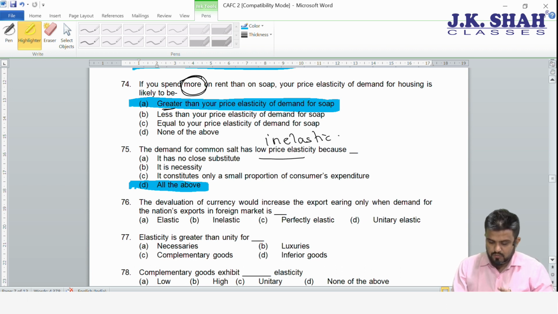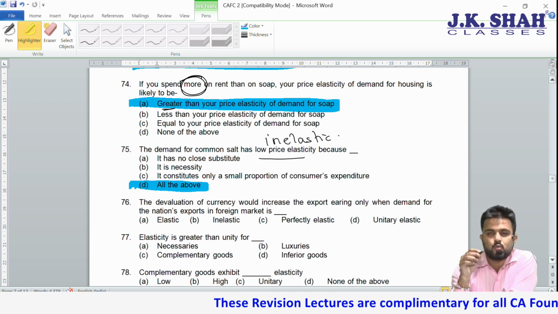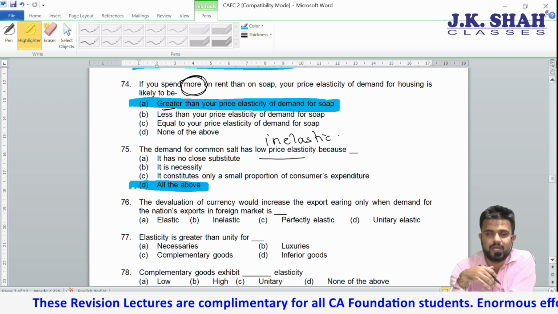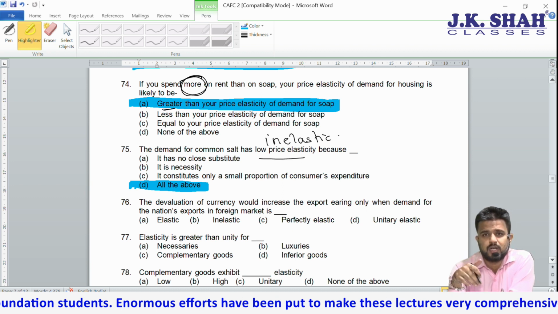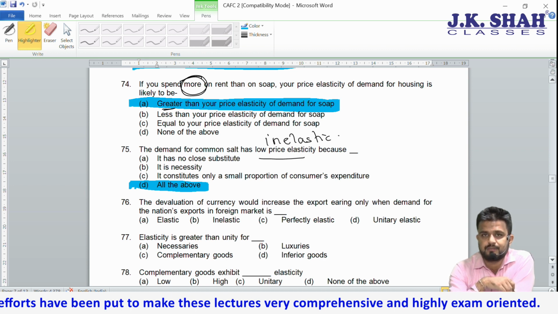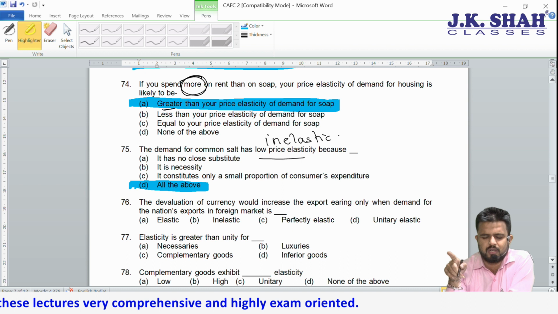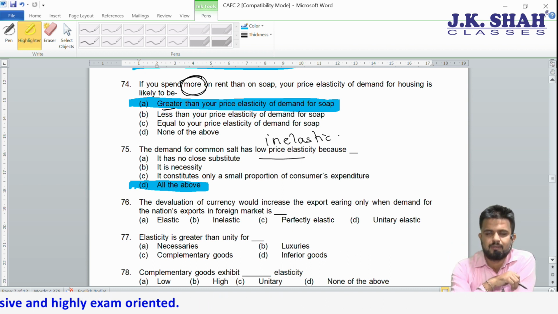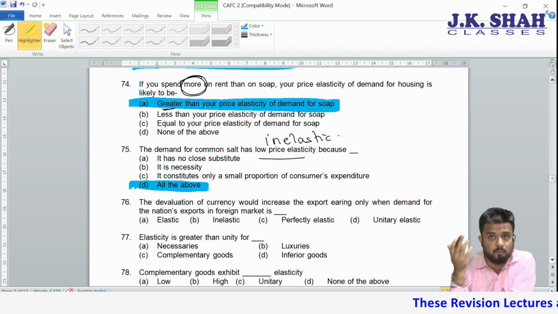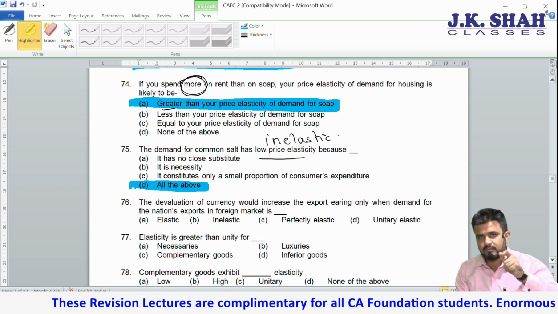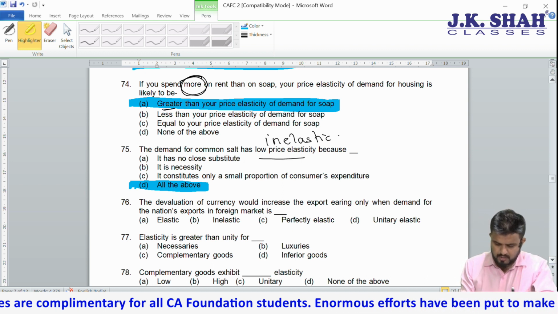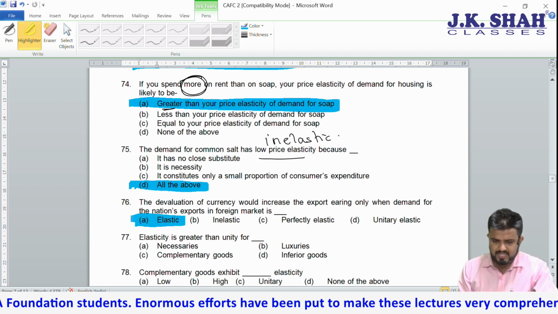Next, the devaluation of currency would increase the export earning only when the demand for the nation's export in the foreign market is. Now, students, devaluation means fall in the value of home currency, that is our rupee. And this devaluation activity is deliberately done by government and RBI. Why? So that our import reduces and our export increases. Say, for example, if the product is inelastic in nature, even if you don't do devaluation, still people will buy and our exports will increase. But if the product demand is elastic and I want to sell more in other countries, then I have to devalue my currency. Then my product, which is of elastic nature, will have a greater demand in the world market. Correct answer is elastic. 76 is elastic.